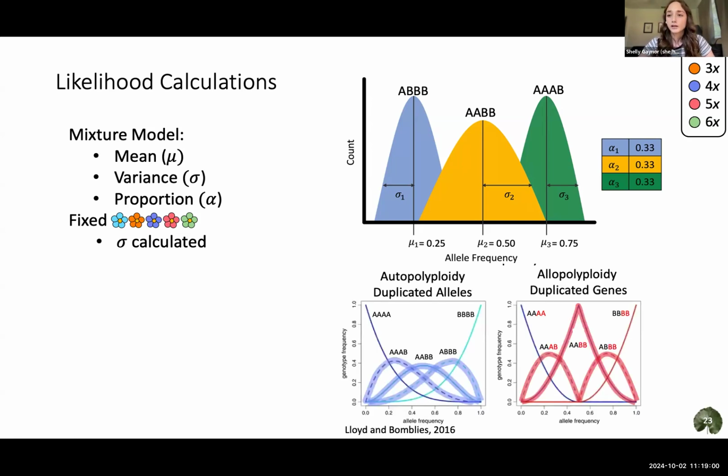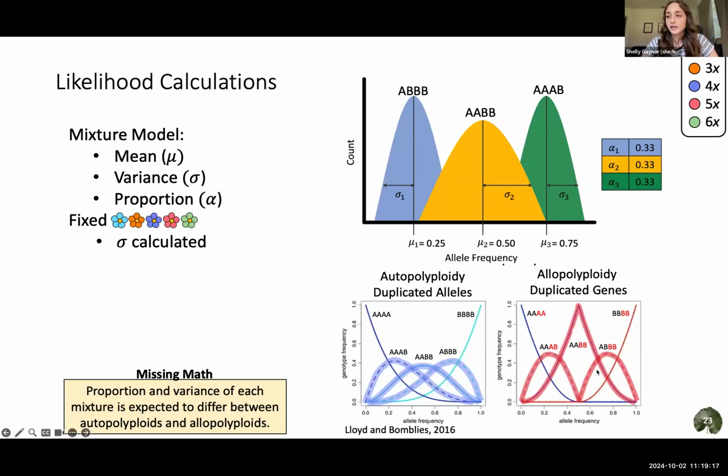However, we know that autopolyploids and allopolyploids have different expectations. Here you can see our duplicate alleles will have almost equal proportion among the types of heterozygotes, but for our allopolyploid, we'll have a higher abundance of 0.5. So since we know that proportion and variance of each mixture is expected to differ between an autopolyploid and an allopolyploid, and we wanted this method to be applicable to both, we also include an implementation where the fixed model calculates the proportion and variance. When you're calculating the proportion and variance, the only thing you keep constant is the mean, which is the only thing we really have a good expectation for.